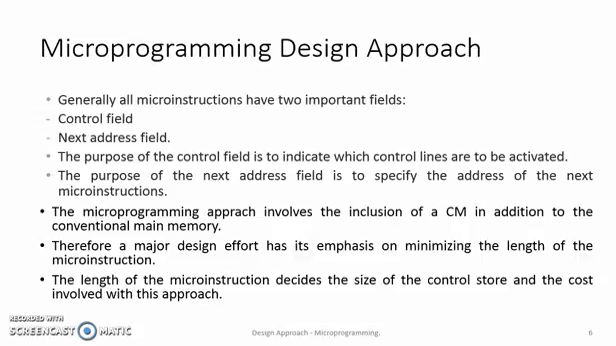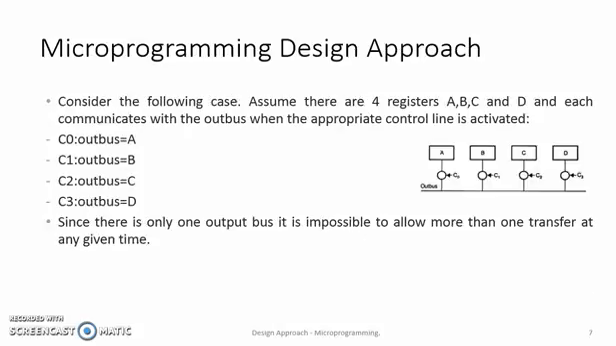Generally, the micro instructions have two important fields, the control field and the next address field. Control field is used to indicate control lines which have to be activated, whereas the next address specifies the address of the next micro instruction. The microprogramming approach involves a separate memory called control memory along with the conventional main memory. Hence, we have to see to it that we minimize the length of the micro instruction. The length of the micro instruction is the one which decides the size of the control store and also the cost involved with this approach.